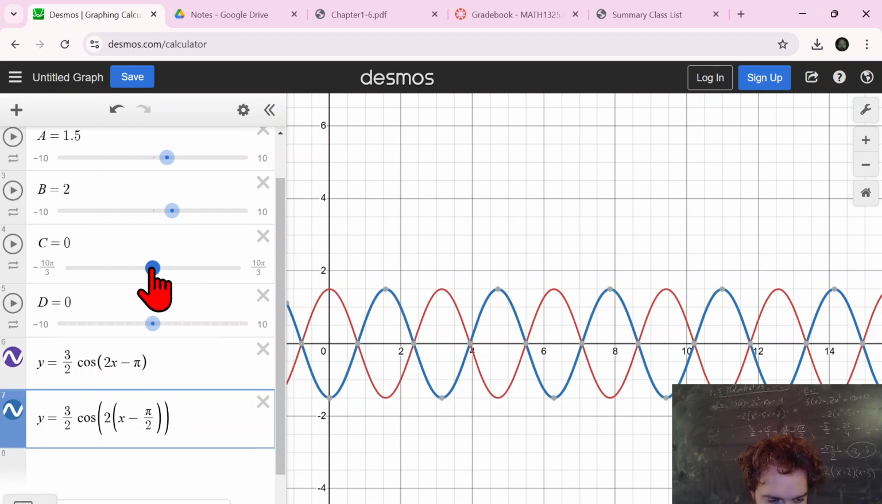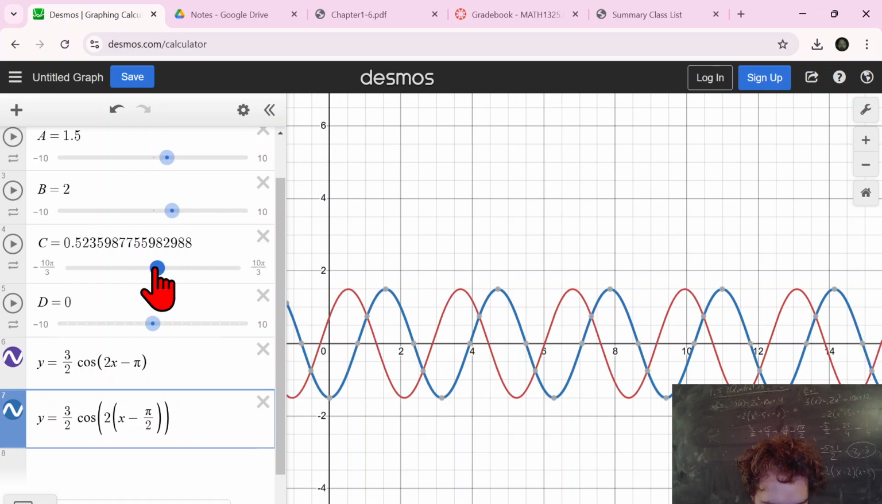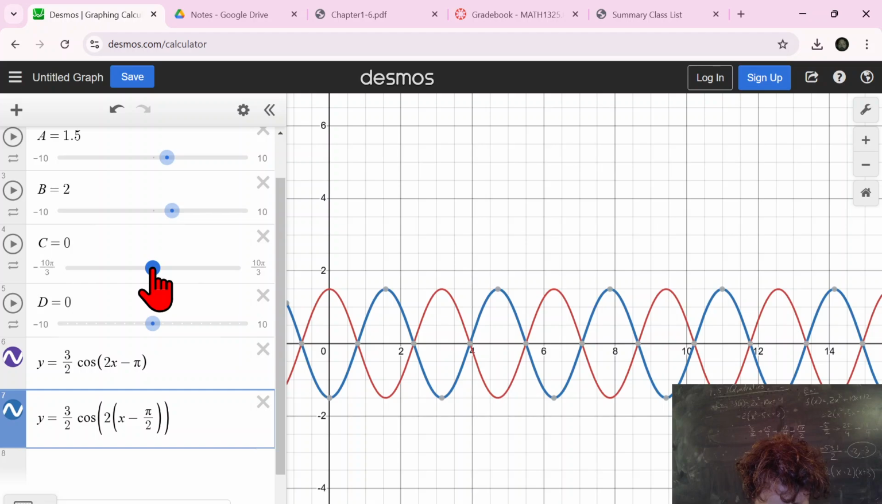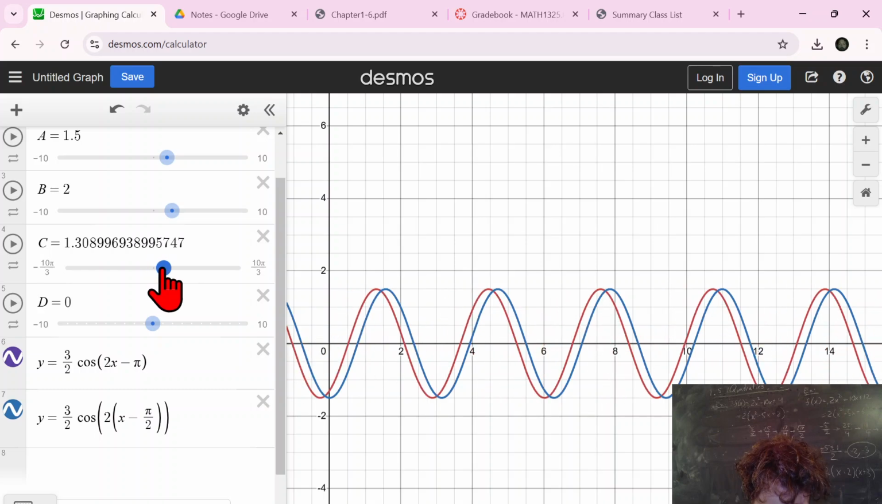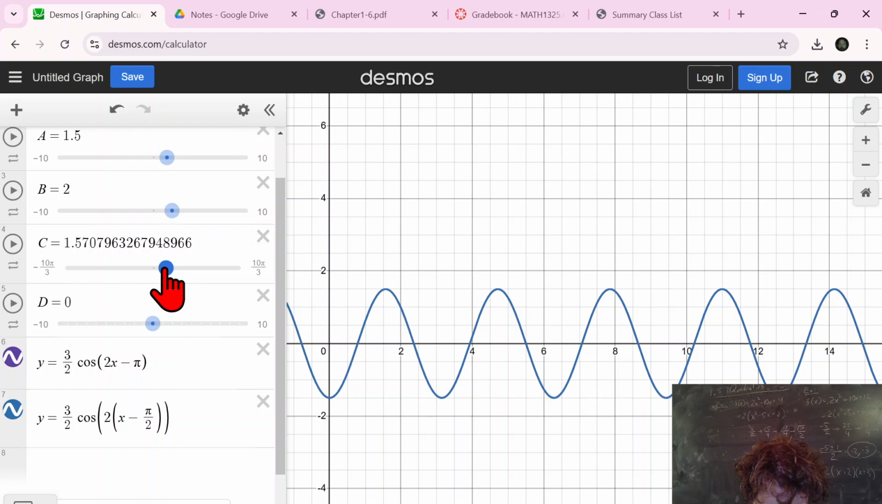So that means that the C value of the phase shift actually needs to be pi over 2, which is 1, 2, 3, 4, 5, 6 clicks on C. So this is the decimal representation of pi over 2. It's 1.57, and now you see that all of our lines match up and we have the correct graph.